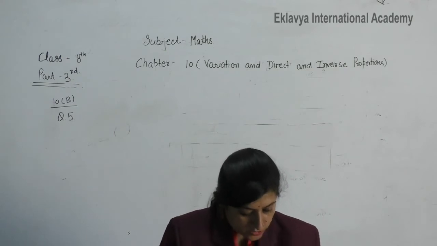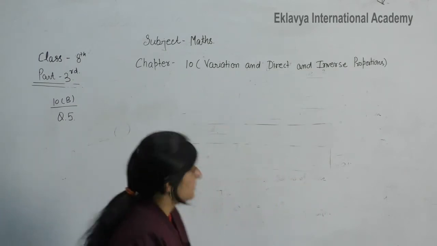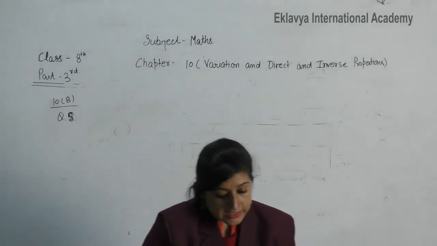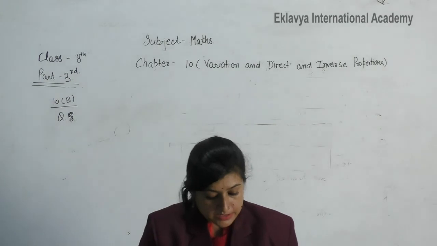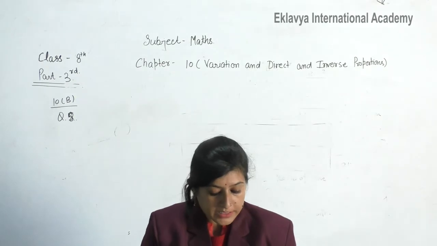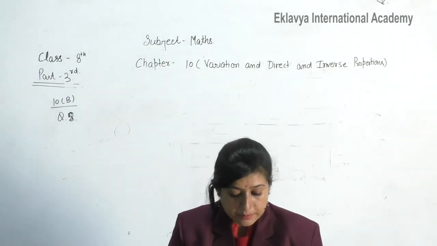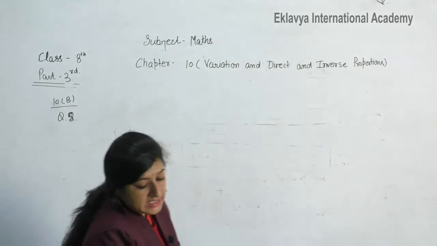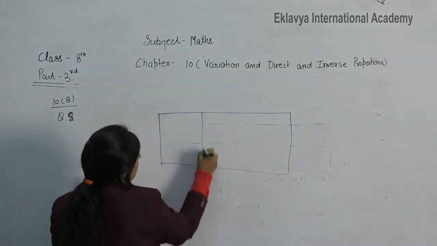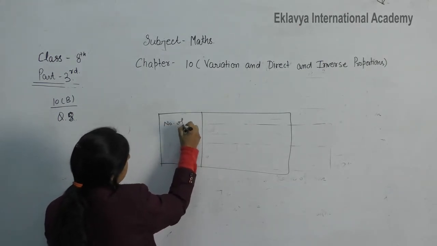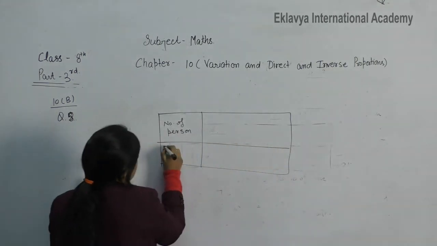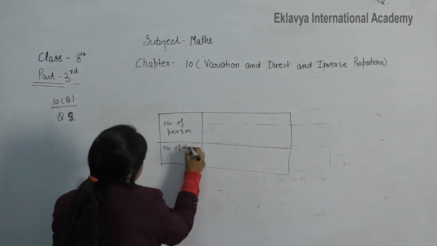Now see another question, question number 8. A contractor who had a workforce of 630 persons undertook to complete a portion of a stadium in 14 months. He was asked to complete the job in 9 months, then how many extra persons did he have to employ? That is number of persons and number of days. In this we have the table: number of persons and number of days.